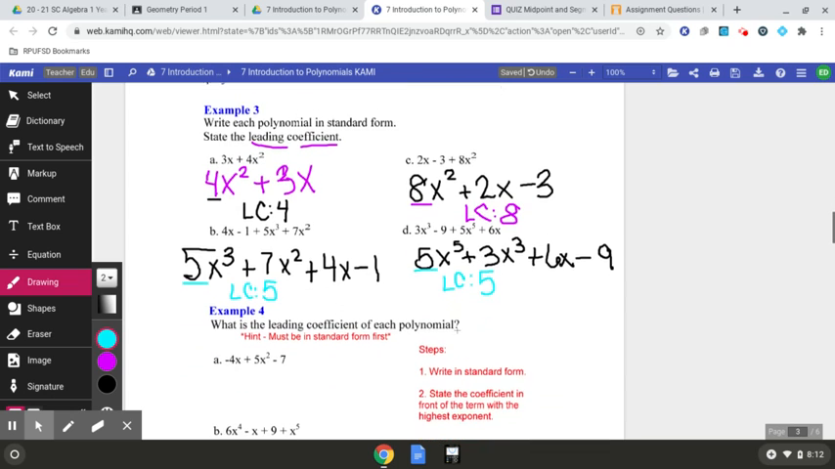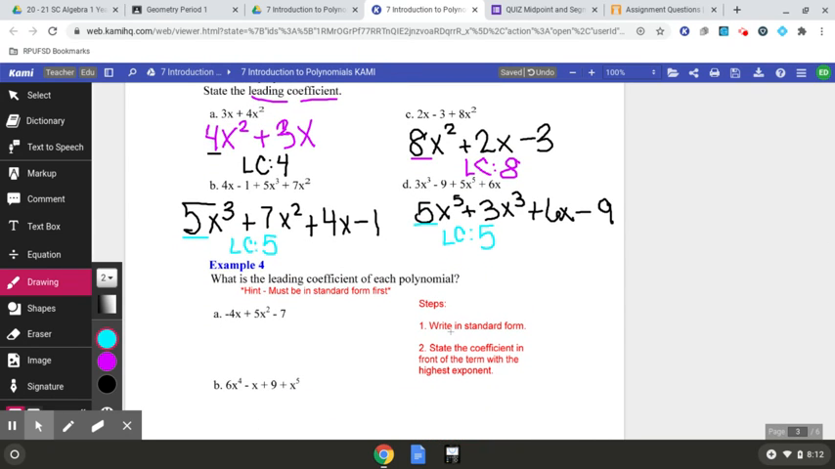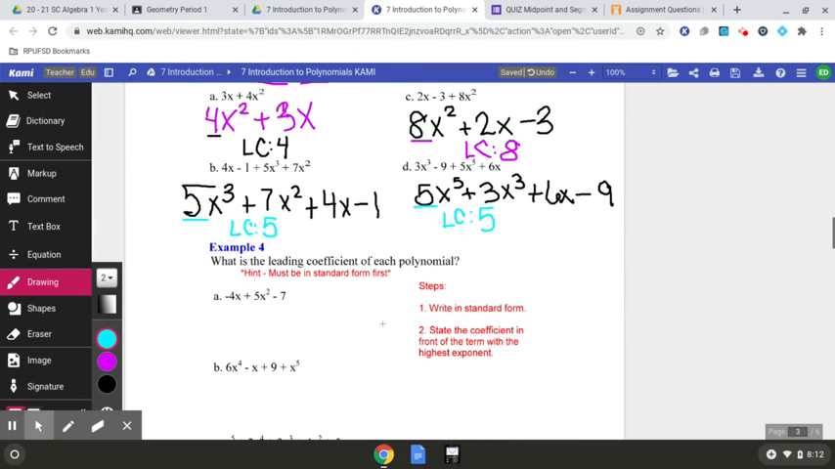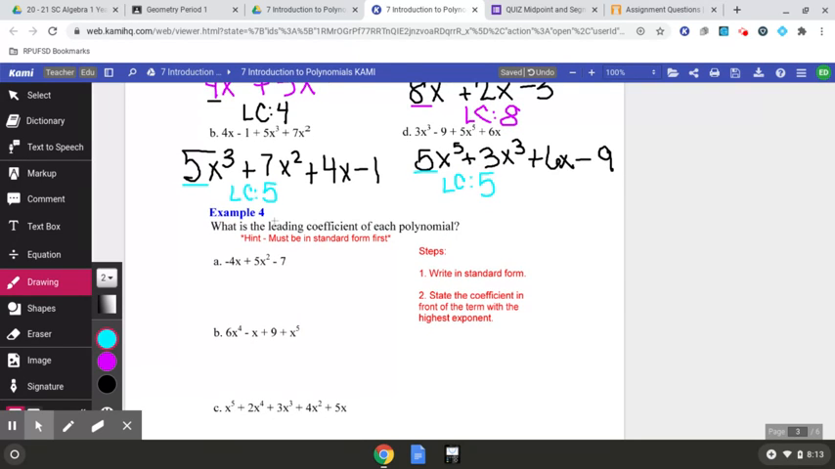Okay, so the next ones are exactly the same. You're doing the exact same thing. It's saying, what is the leading coefficient? So now without actually asking you to put it in standard form and find the leading coefficient, you have to understand that if I want the leading coefficient, I must be in standard form.